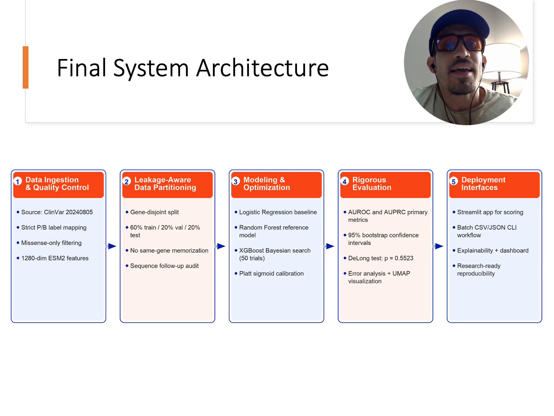This is the final end-to-end system. Starting from ClinVar and lab-provided embeddings, I apply strict label filtering and quality checks, then generate gene-disjoint train, validation, test splits. I train and evaluate logistic regression, random forest, and XGBoost, then run statistical and error analysis. Finally, I package deployment interfaces, a Streamlit app, and a command line scoring tool.